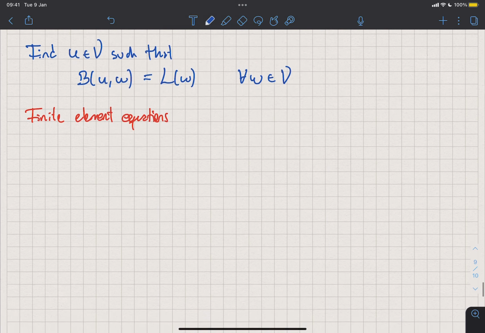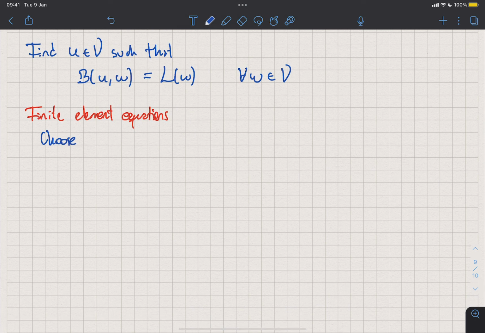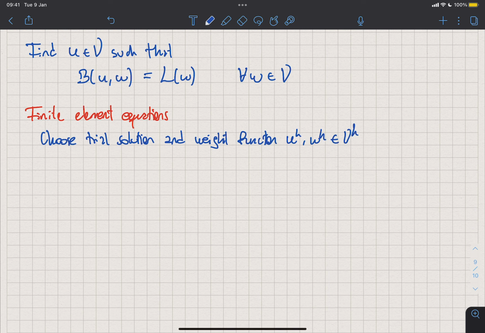But again, it's exactly the same thing as we did before. So we choose the trial solution and the weight function, UH, WH belonging to this VH, that again is a subspace of V. And so UH again can be written now as the product of a vector of shape functions and some vector U. In this context this is the entire U vector.